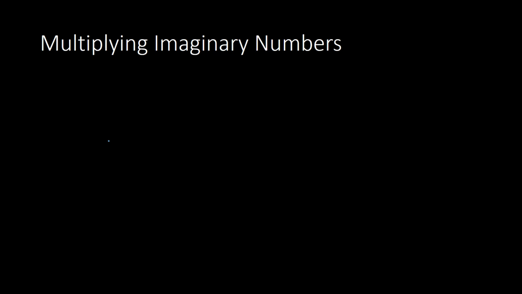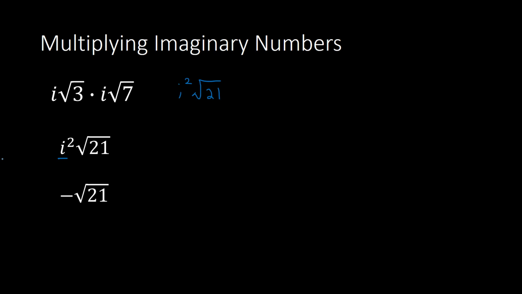Let's look at one more example with multiplying. Here we see i times the square root of 3 times i times the square root of 7. So when you're multiplying, the i's can combine, and you would get i times i equaling i squared. And the square root of 3 times the square root of 7 you can combine to get the square root of 3 times 7, which would be 21. And then, remember i squared, you can simplify i squared to be -1. So what I have is -1 times the square root of 21, or just negative square root of 21.